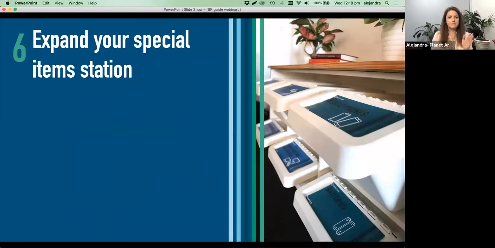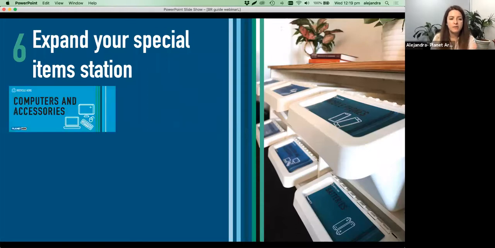Number 6, expand your special item station. This is in addition to the ones that I mentioned before with printer cartridges, mobile phones, and coffee capsules. These are also free, but you have to drop them off. No one comes and picks them up. You have to drop them off somewhere else.